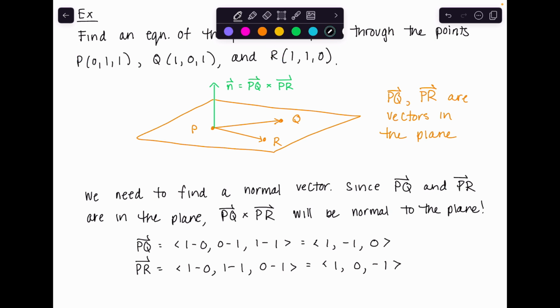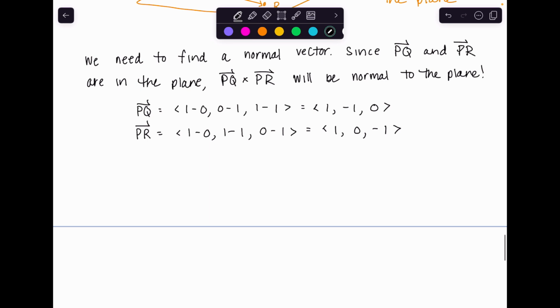So now we go ahead and take the cross product of these two. We start by setting up our i, j, k. It makes zero difference which one you pick to be first, because remember, they're just going to point in opposite directions. It still gives you the same information. So I'll put the first vector, PQ, and then PR here.